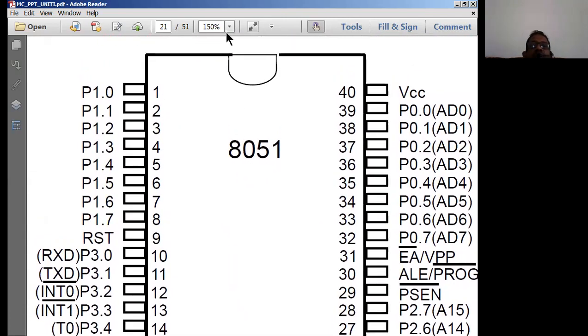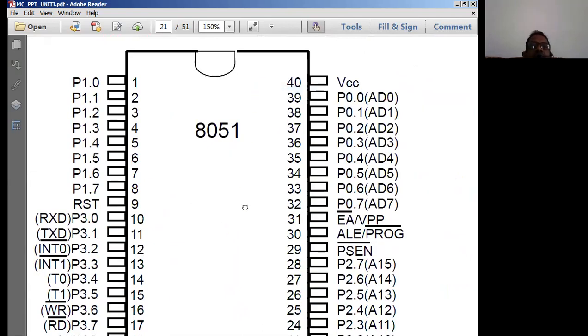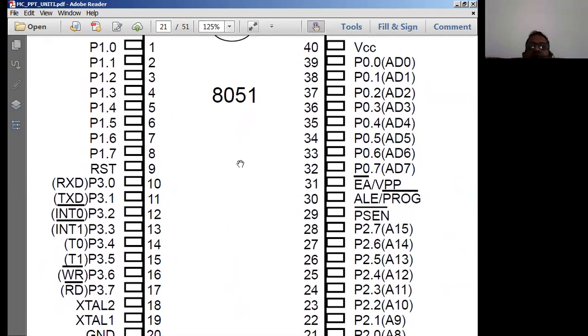Now this 8051 is basically a 40 pin IC. Among these 40 pins, what we discussed in the previous class is that 32 pins are used by the ports. We have 4 ports, P0, P1, P2 and P3. Each port is going to take 8 bits. So 8 into 4 is 32. So 32 pins have been reserved only for ports. Now among 40, 32 is reserved, which means only 8 pins are left over.